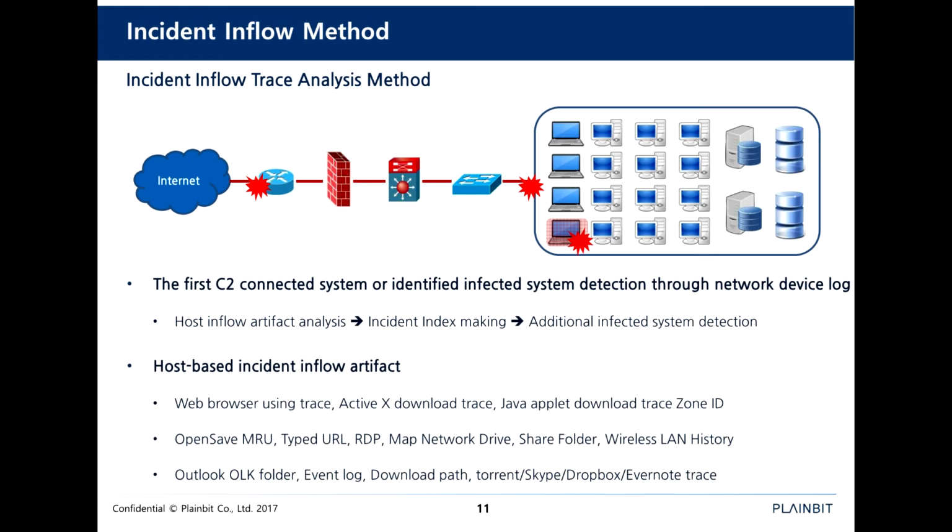The first infringement system can be found by tracing the system from the infringement identification system to the source of the inflow. However, it can be difficult to trace back if significant time has passed or if most of the evidence is deleted. In this case, the first infringement system should be identified in the network device logs using IPs, indicators of compromise, IOC, obtained from the identified system.